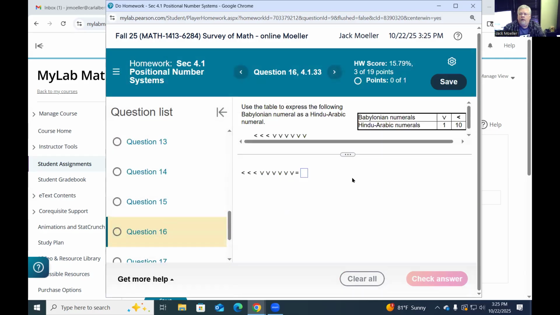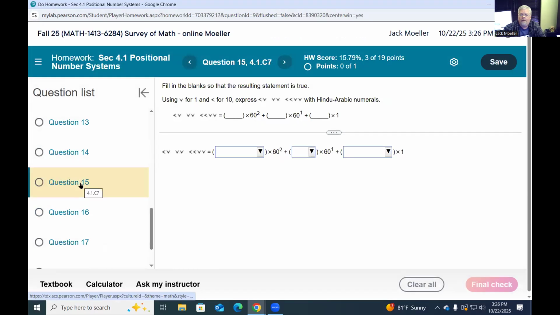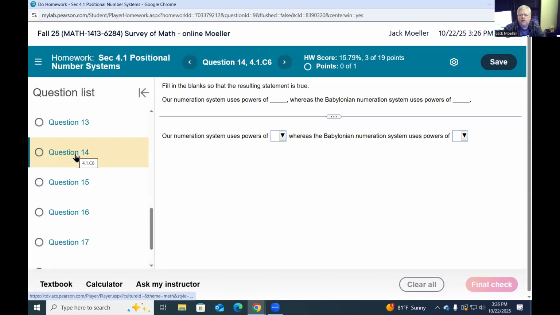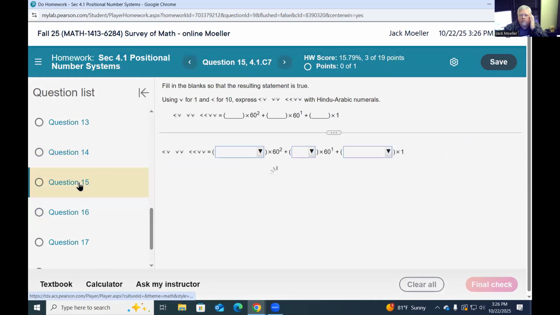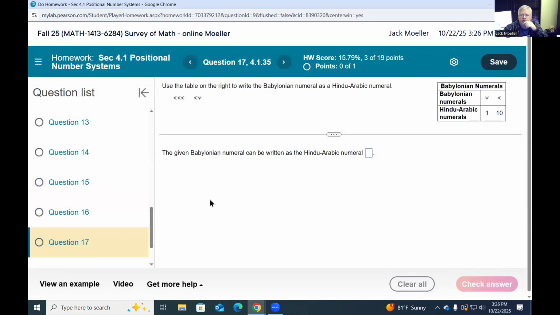All right, and so this is what I was talking about. So we're in the Babylonian system. They give you what the V and the less than are, so you don't have to have it memorized. It's there. It's not in table form here, but it's still giving it to you. I think there is one. Was there one that may not have it? If that's the case, it's at most one problem.